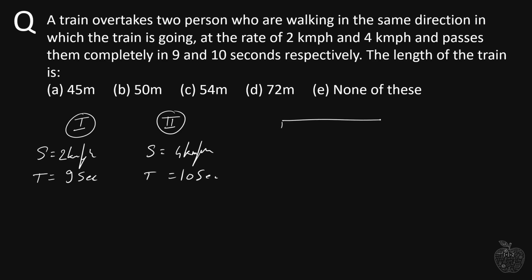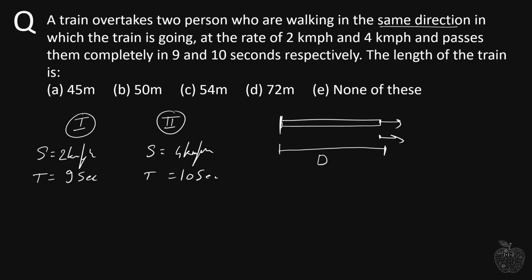Okay, so let's say this is the train and this is the person, and they both are moving in the same direction. And it is said that the train overtakes them. So when can we say that this train has completely overtook this person? When this part of the train completely passes this person, only then we can say that this train has completely overtook this person, right? So that means this entire length of the train becomes our distance. So let's call this distance d.